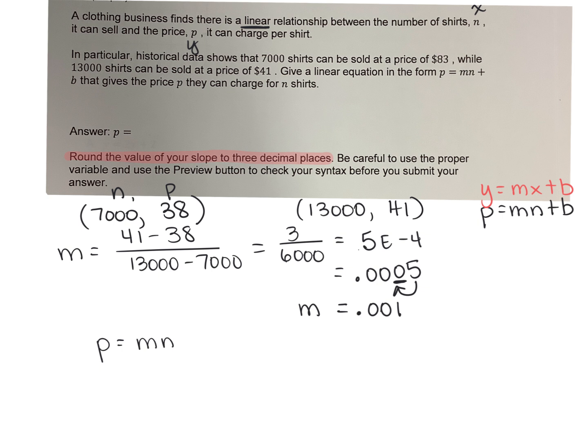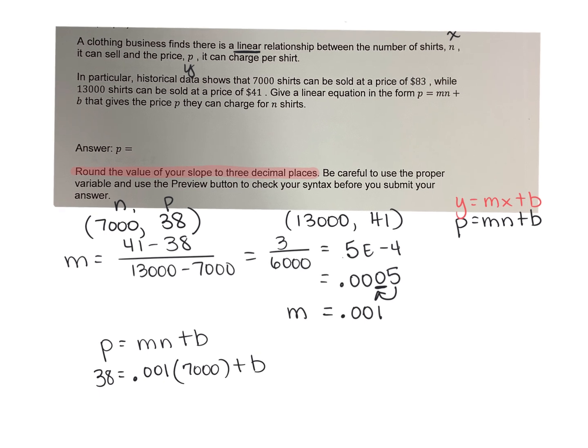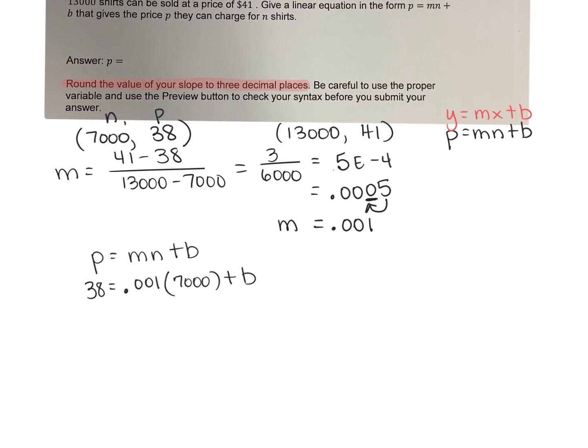So I'm going to use the p equals mn plus b. So p is one of my y values up at the top. I'm going to use the 38,700. So my slope, I've just rounded to 0.001. I multiply m by 7,000. And then I add b. So I'm trying to solve for b to come up with the equation. If I do 0.001 times 7,000, that's going to give me the number 7 plus b. So b then is going to be equal to 31.